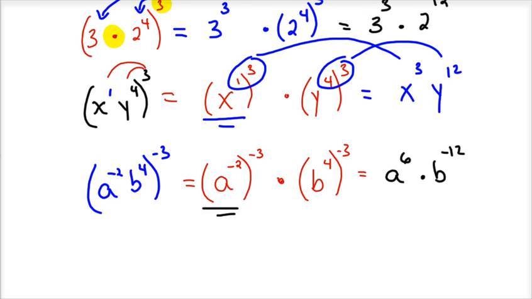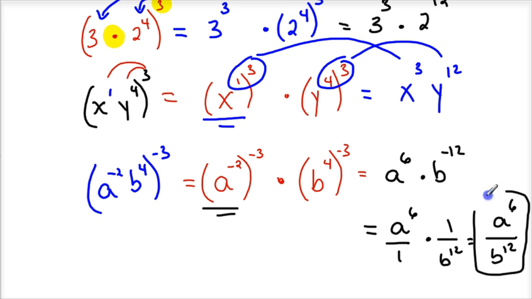I don't want negative exponents. How can I rewrite this? A to the 6 over 1 times 1 over b. So this is like a to the 6th over 1 times 1 over b to the 12th, and I can combine these and just get a to the 6th over b to the 12th. Questions so far?